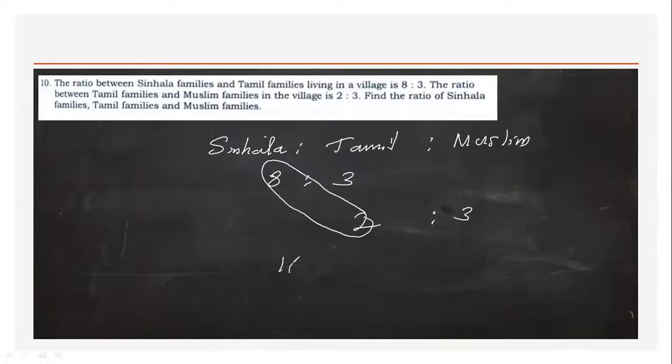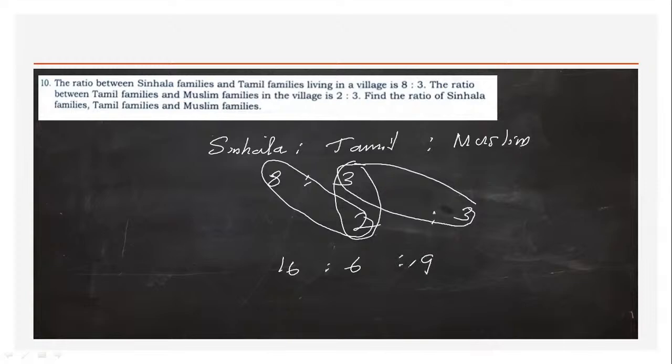8 times 2, 16. 3 times 2, 6. 3 times 3, 9. So what is the ratio here? 16 to 6 to 9. You can get the common ratio like this, right? 16 to 6 to 9.